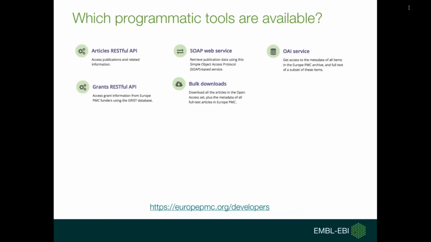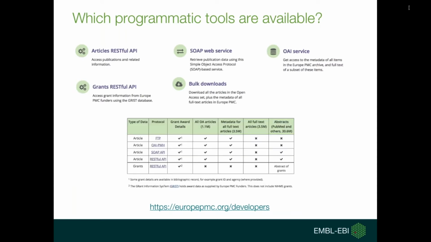There are several ways of accessing data hosted by Europe PMC, and you can select the one most fitting to your needs. The table on this slide summarizes data types available for access with different tools. If you need fixed, pre-computed datasets, you can download data in bulk via the bulk downloads link to analyze it locally on your machine. However, in this webinar, we will focus on the programmatic ways of querying the live website.